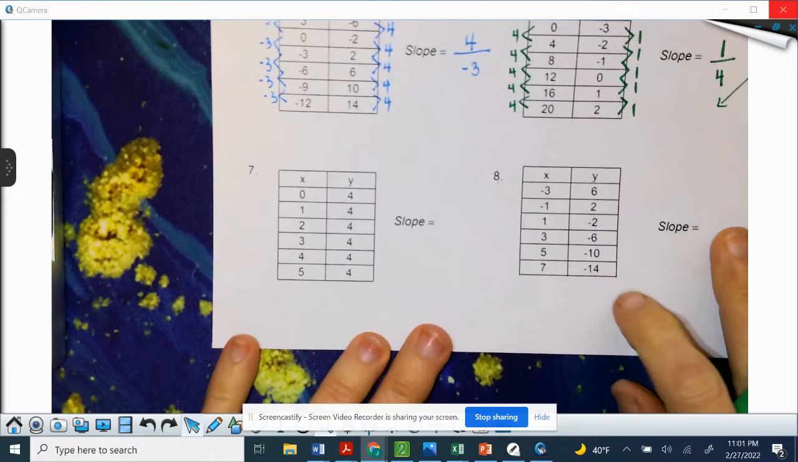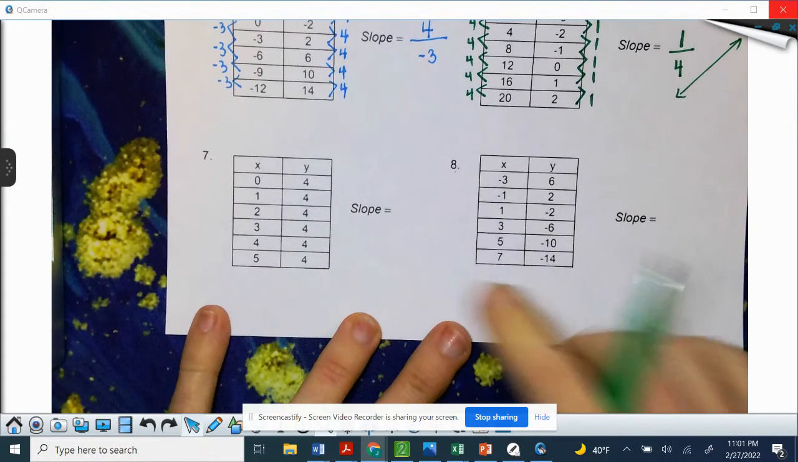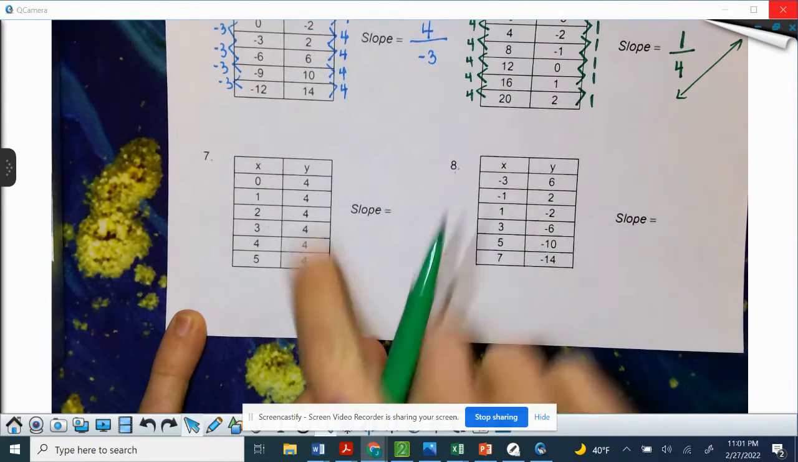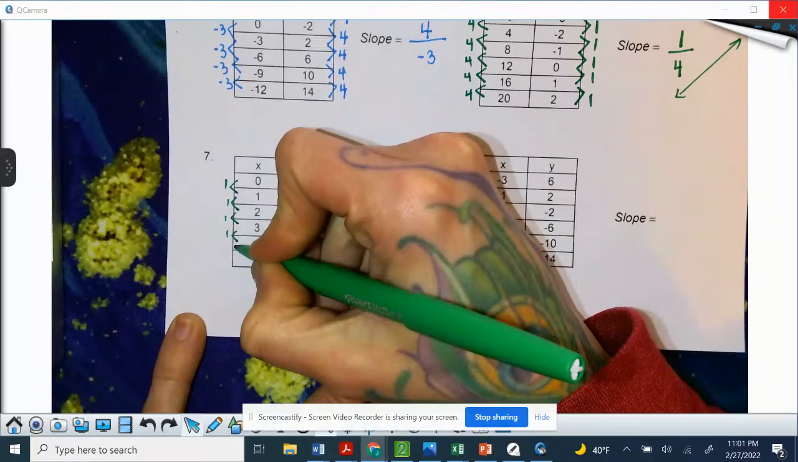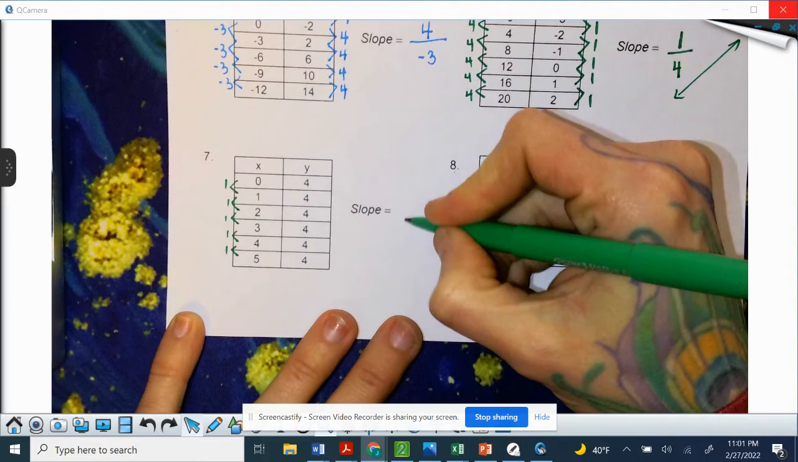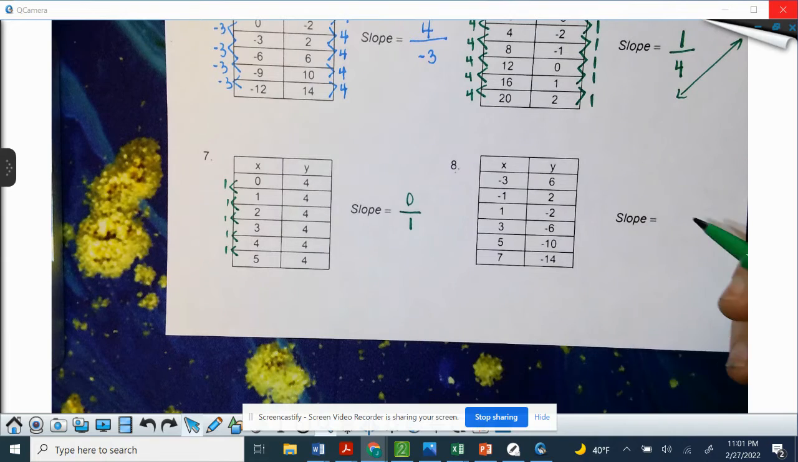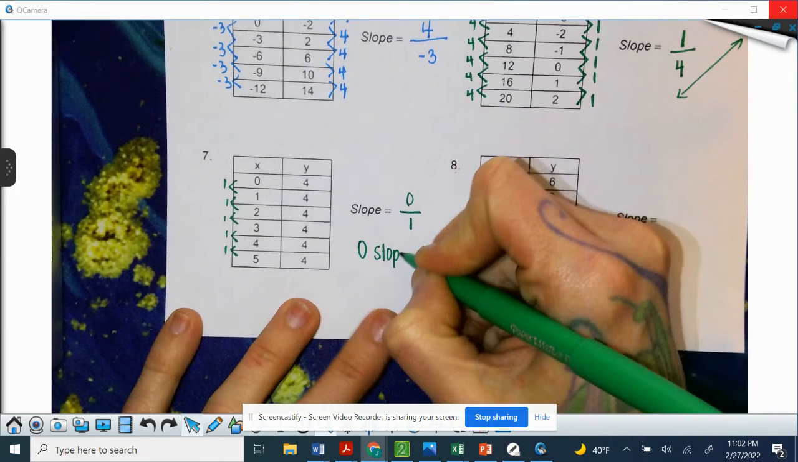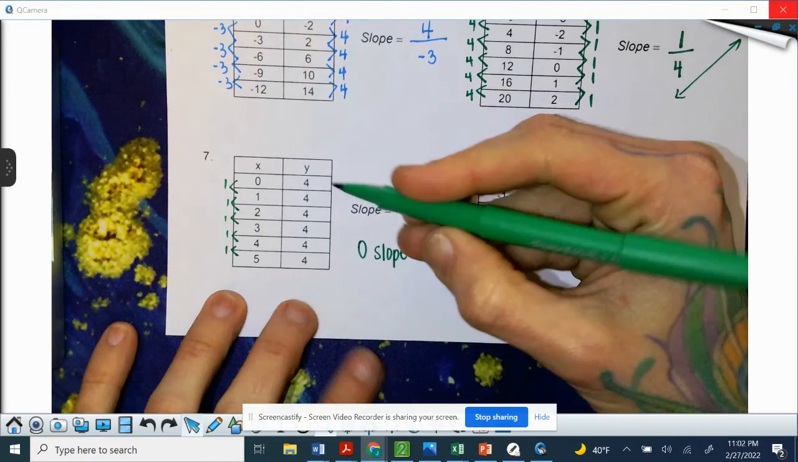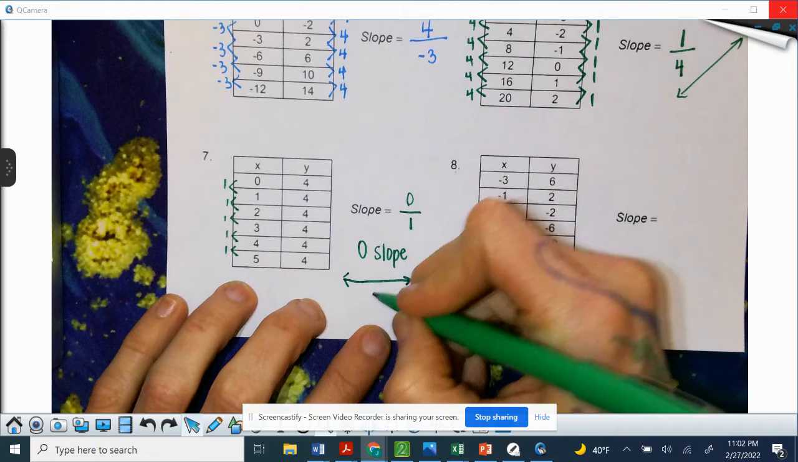All right, number 7 looks kind of crazy. There's 4 all the way down. So the y value is 4 all the way down. We did go by 1s on our x values, and then there's no change in our y values. So that means it is going to be a 0 slope. When you see all y numbers matching, this is going to be a horizontal line, which we'll get more into tomorrow. So a horizontal line.